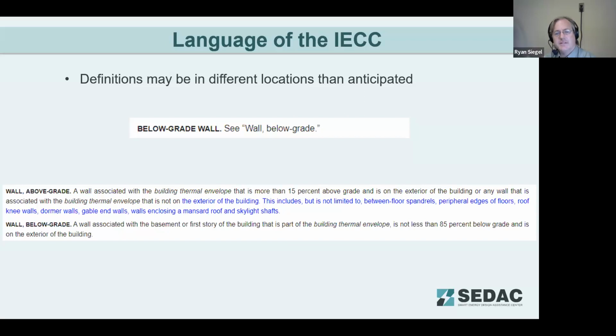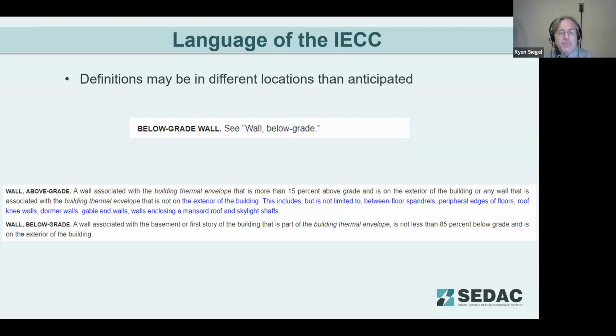So the IECC has tried to accommodate some of these. You might think, oh, I need to know what a below grade wall is. The IECC has predicted that. So you see under below grade wall, it'll say see wall, comma, below grade. And here we see two definitions for wall: wall above grade and wall below grade. So particularly understand at what point a wall becomes above grade versus below grade.